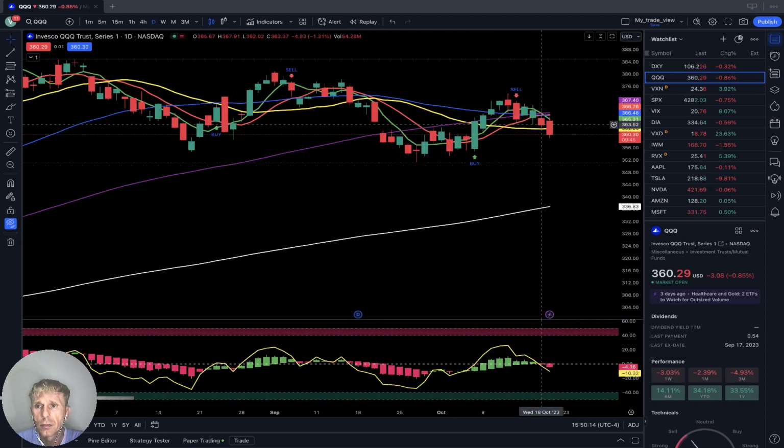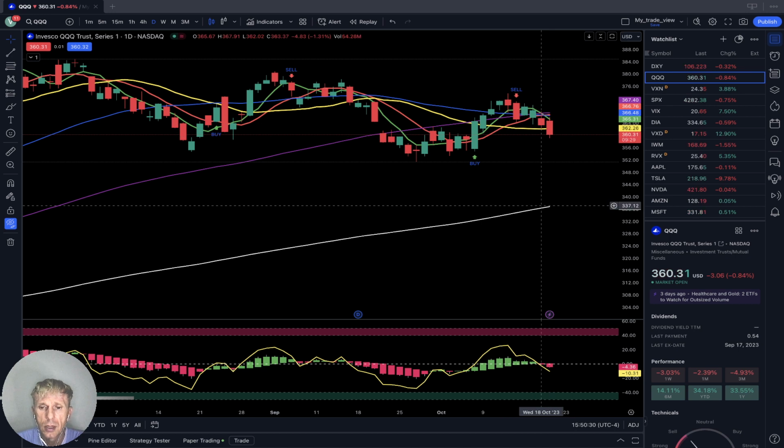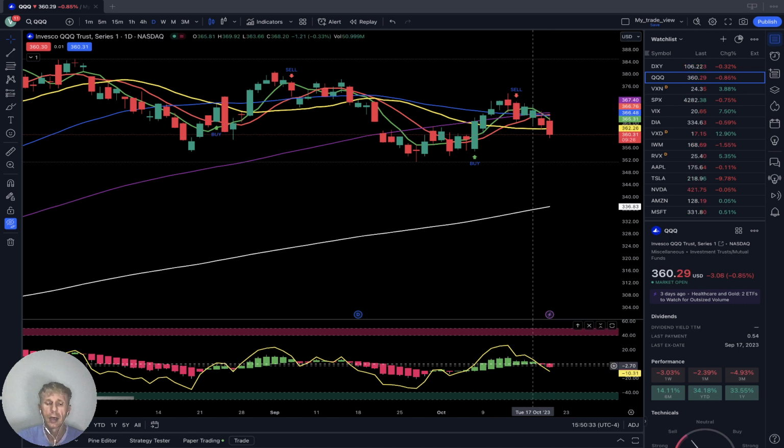QQQ daily, as of now, minus almost 1%, minus 0.85. It's a daily time frame. Last bar closed below SMA 20, below all moving averages except 200. Sell signal. RSI did bearish crossover, Heikin-Ashi red bearish, bearish reversal circle.